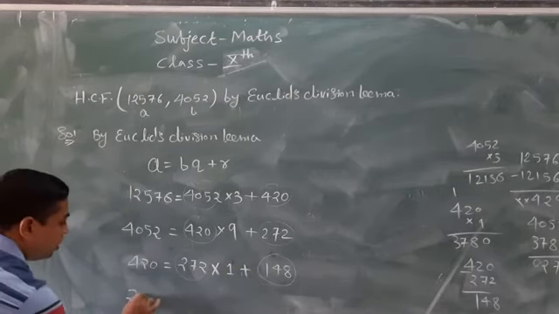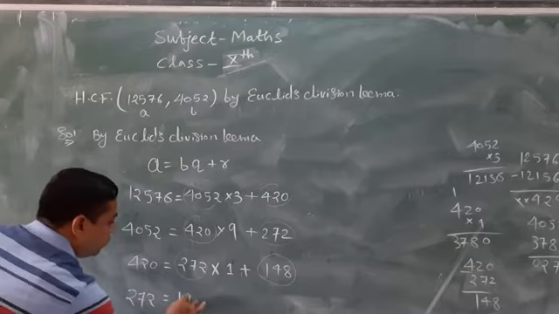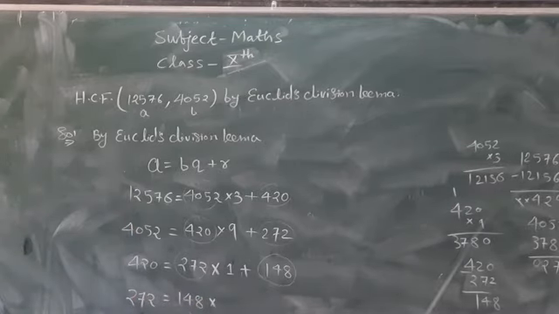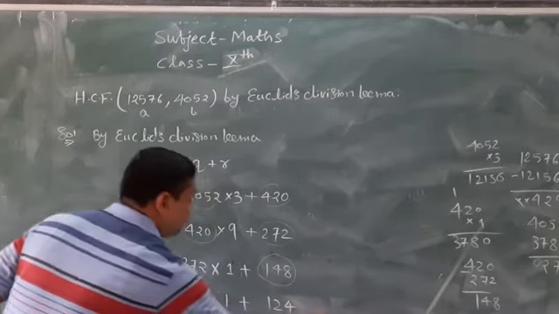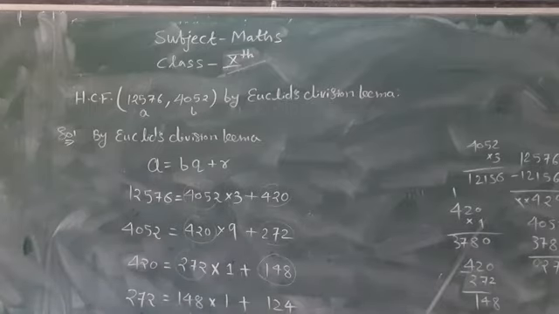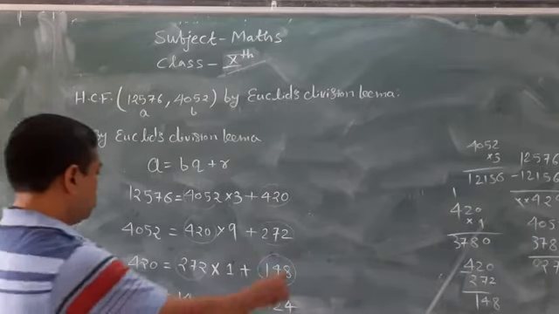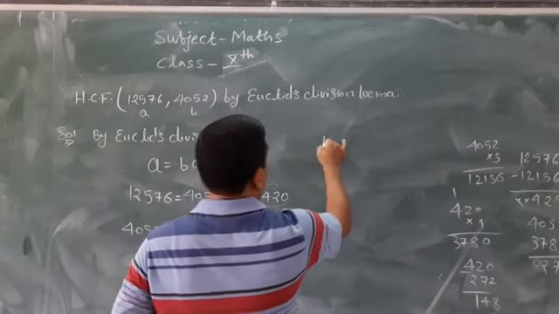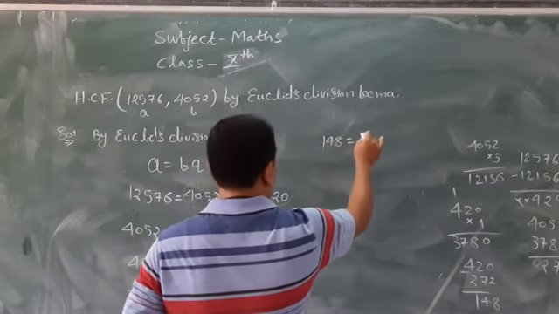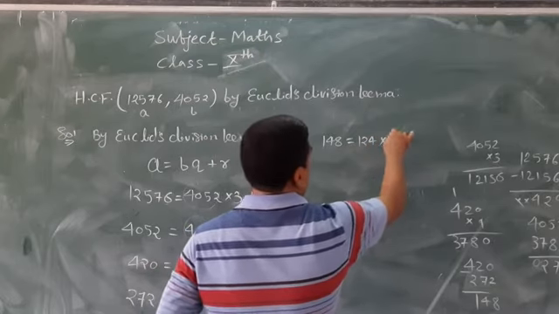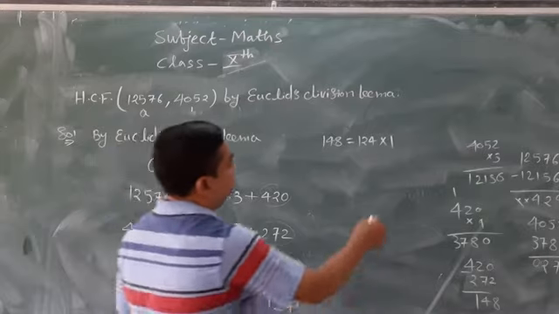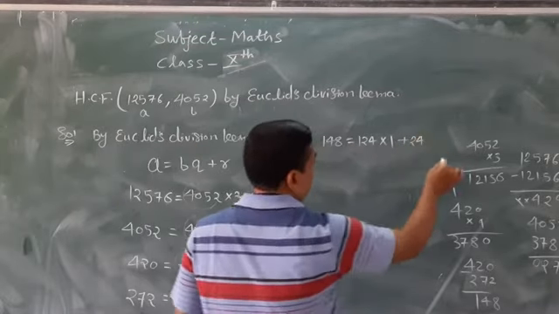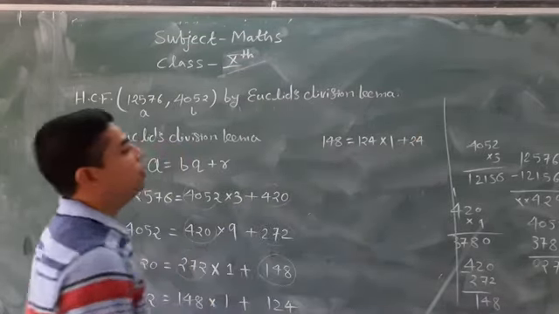So 272 is divided by 148, how many times will it go? Again it will go 1 time. So it will go 1 time, and how much will we get? We will get 124. Okay, this step again we will continue because we are not getting the remainder 0. So I am writing here. So that will be 148. You will divide by 124. How many times will it go? Obviously it will go 1 time. And what will be your remainder? Your remainder will be 24.